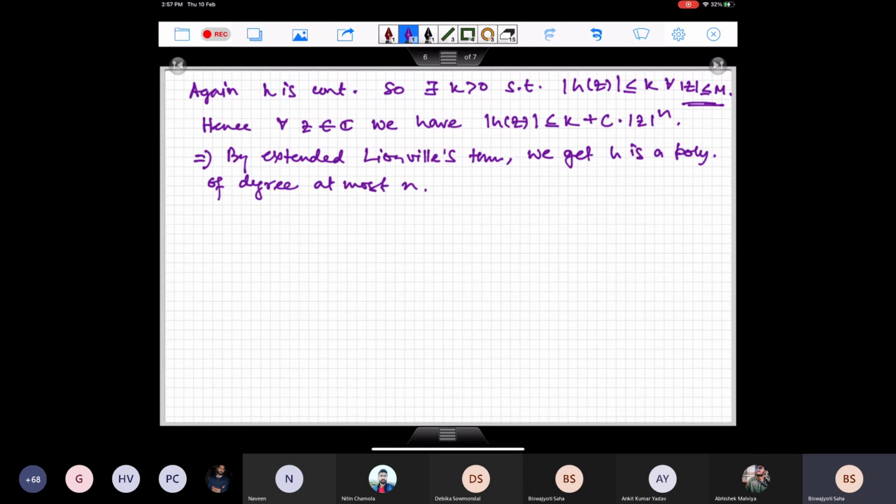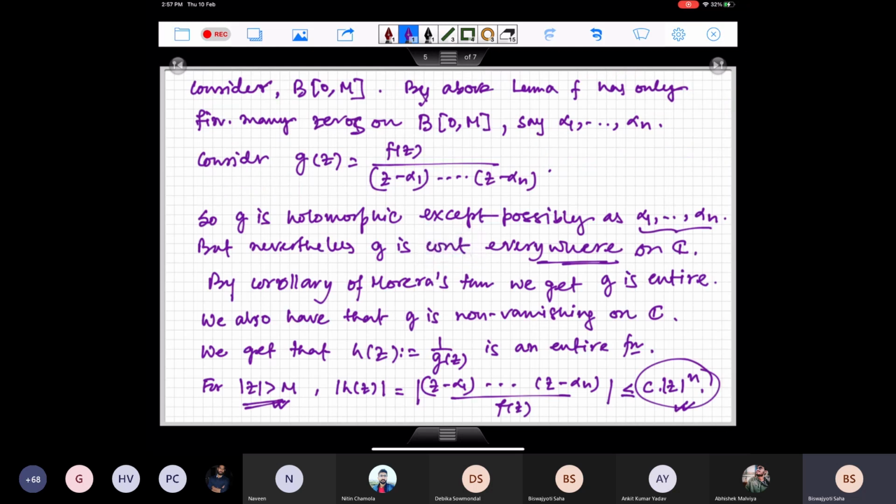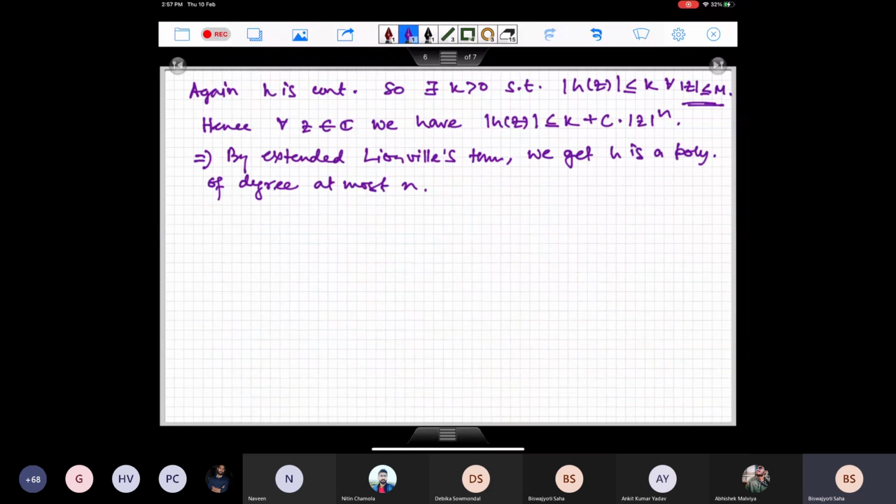Okay, so why must h be a constant polynomial? See how my h is defined. My h is defined as 1 upon g of z. Now the numerator never vanishes, right? Numerator is just 1 over here, and g was an entire function. So h is the reciprocal of an entire function. So therefore h is non-vanishing. All of you agree to that? Yes, because it's just the reciprocal of some finite quantity. So h is non-vanishing.